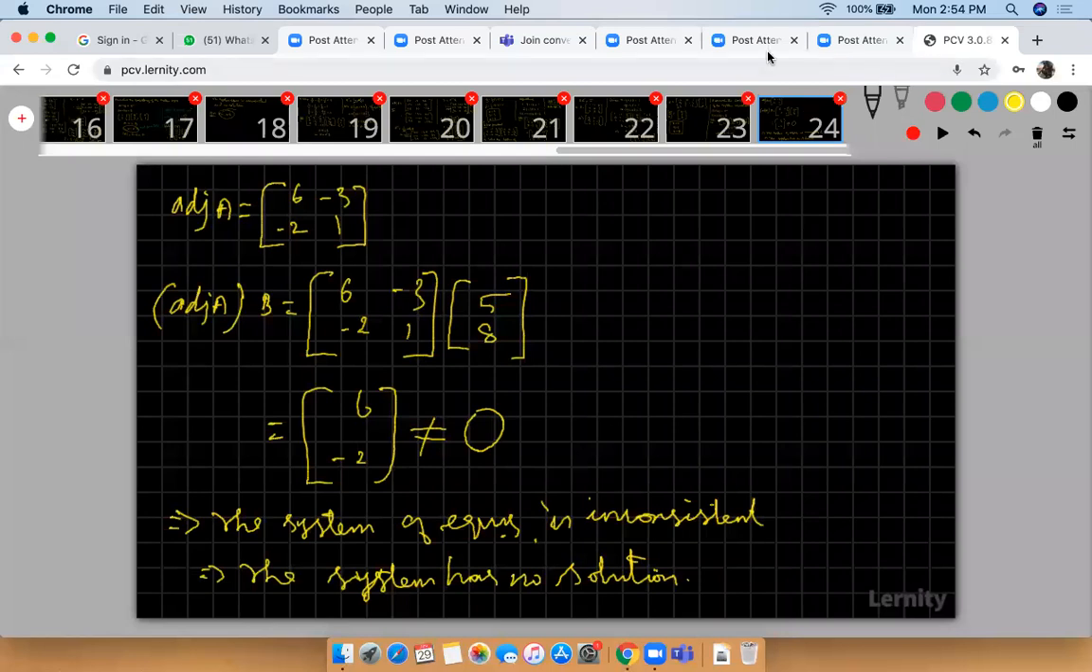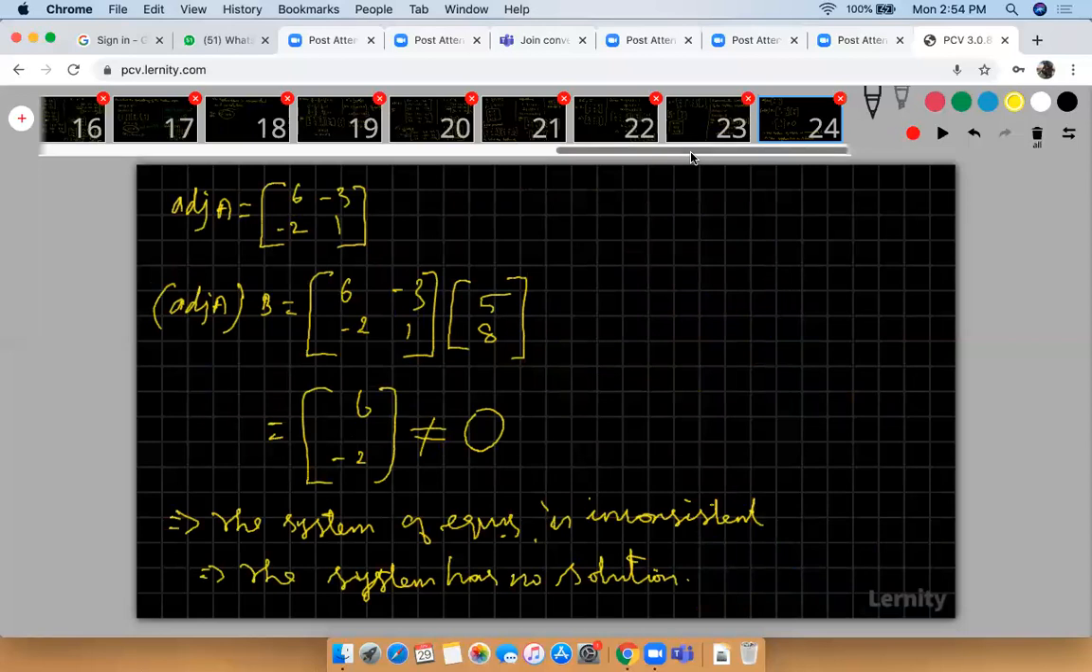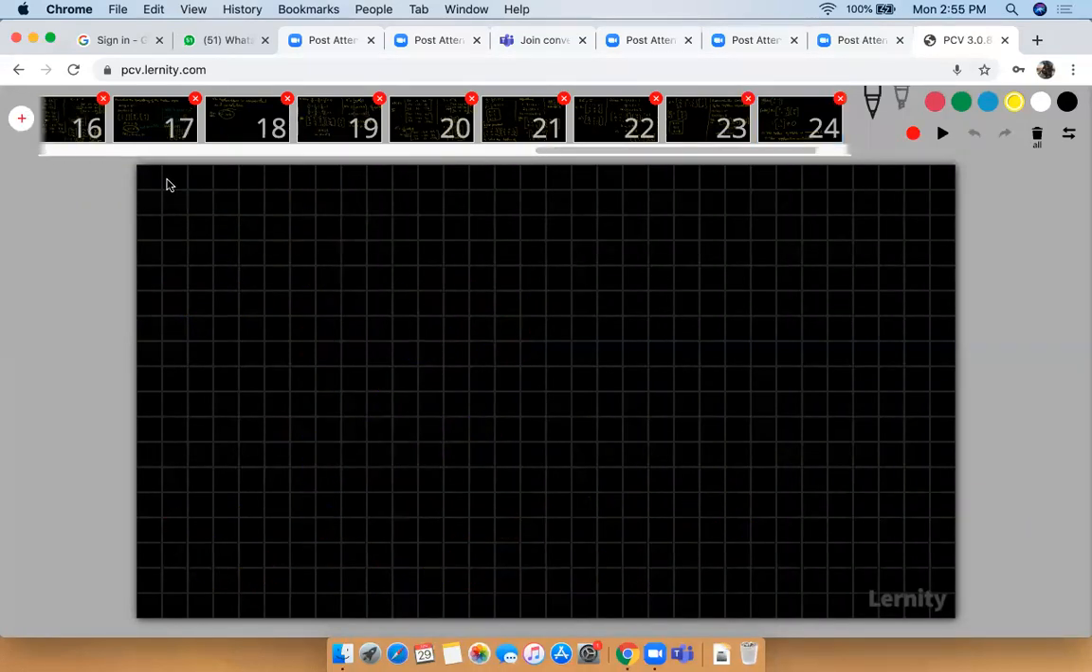In the previous problems, equations were given. In every problem, equations were given. Okay, in the next problem, we have to form the equation and then we have to solve the equation. So how to form the equation? Look at the next problem.